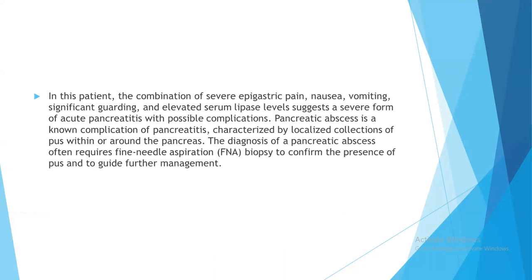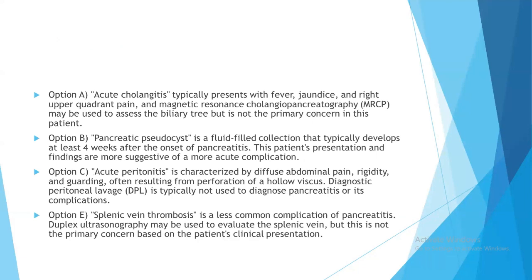In this patient, the combination of severe epigastric pain, nausea, vomiting, significant guarding, and elevated serum lipase levels suggests a severe form of acute pancreatitis with possible complication. Pancreatic abscess is a known complication of pancreatitis characterized by a localized collection of pus within or around the pancreas. The diagnosis of pancreatic abscess often requires FNA biopsy to confirm the presence of pus and to guide further management. Ascending cholangitis typically presents with fever, jaundice, and right upper quadrant pain, and MRCP may be used to assess the biliary tree, but is not the primary concern in this patient.